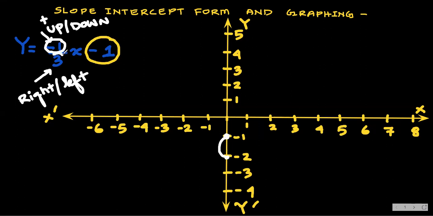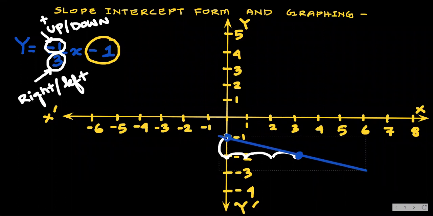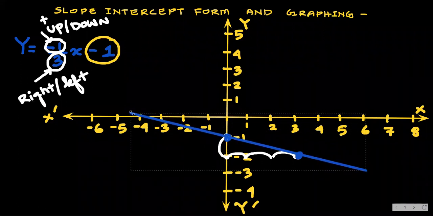Then it's plus 3. Plus 3 means what? I should go on the right hand side. How much? 3 units to the right. 1, 2, and 3. So here you go. You got 2 points. This is your starting point. This is your ending point. Then join these starting and ending points by a line and extend the line to get the graph.